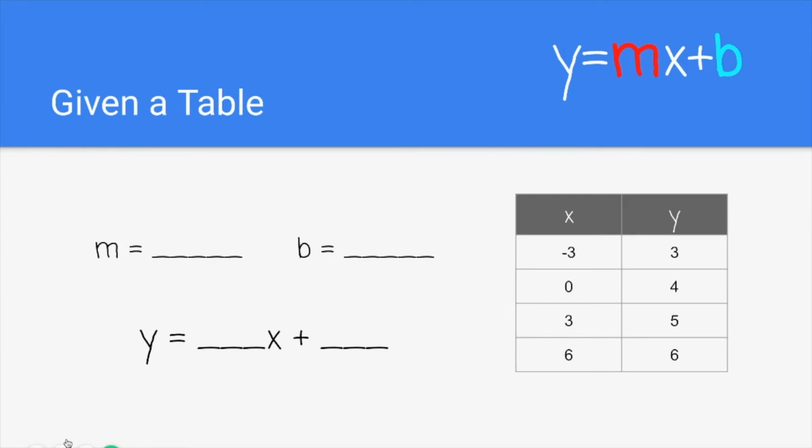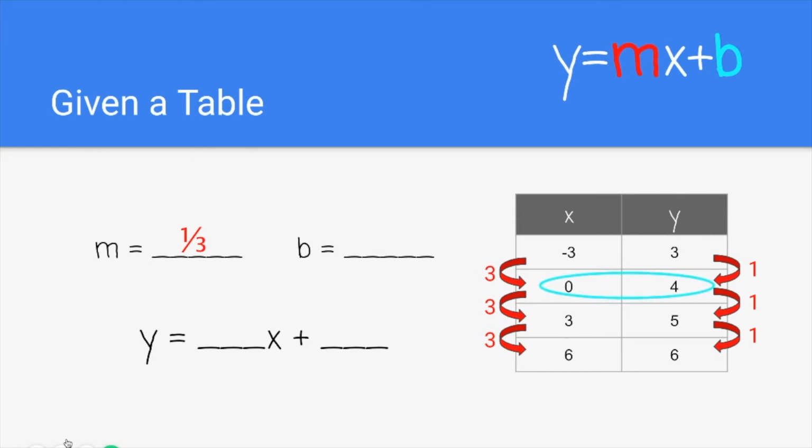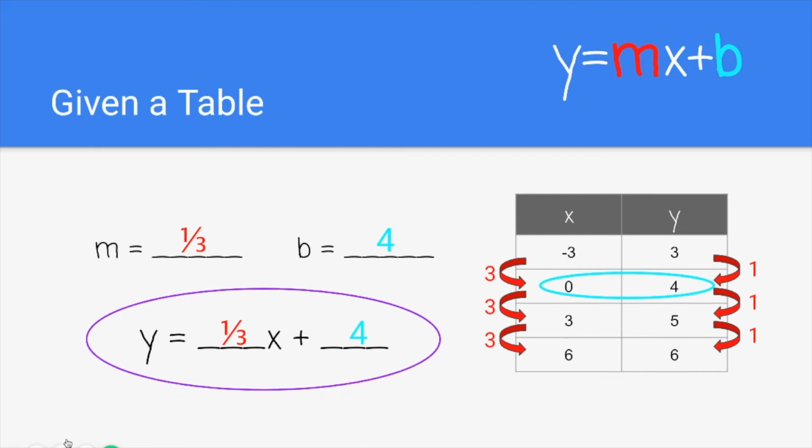Now let's look at our table. The first thing we're going to do to find our slope is find the change in y over the change in x. So that's going to give us a slope of 1/3. For our y-intercept, we're going to look for x to be 0, which happens at 4. So my y-intercept is going to be 4 to give my equation of y equals 1/3 x plus 4.